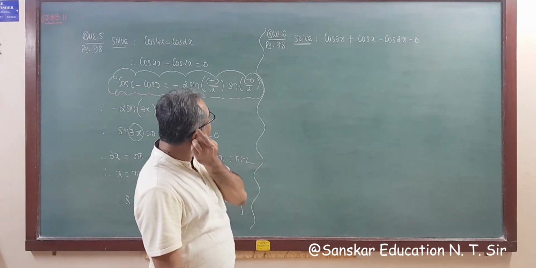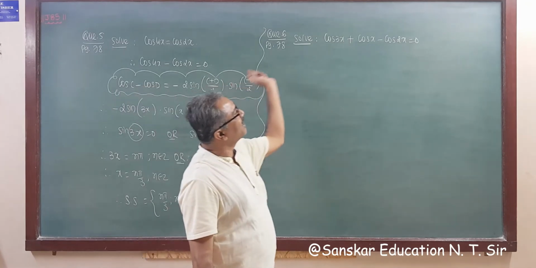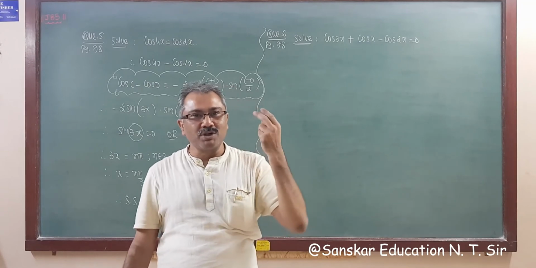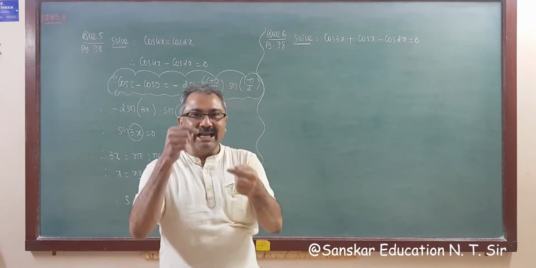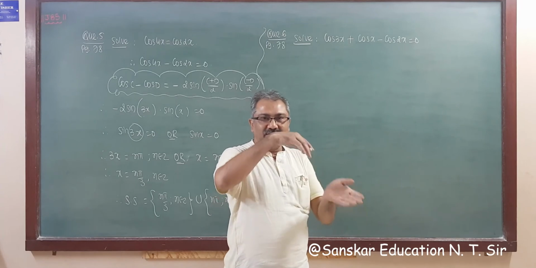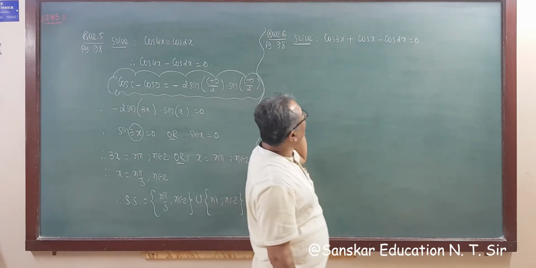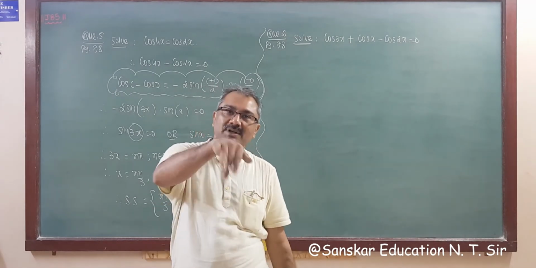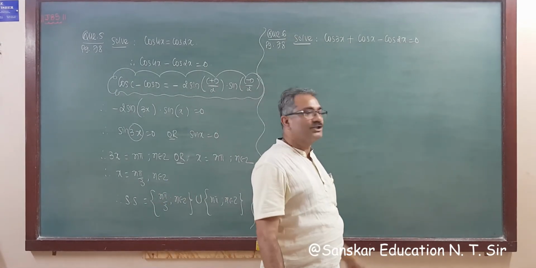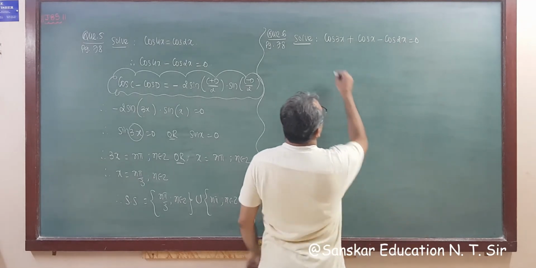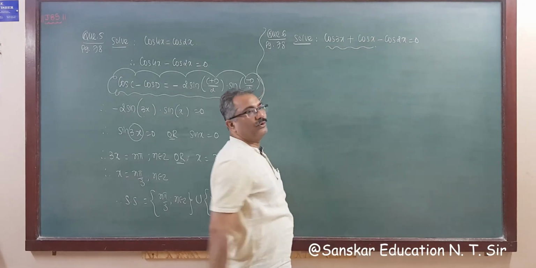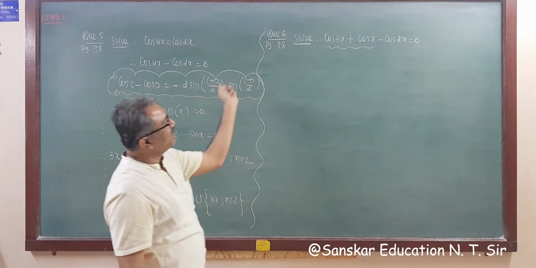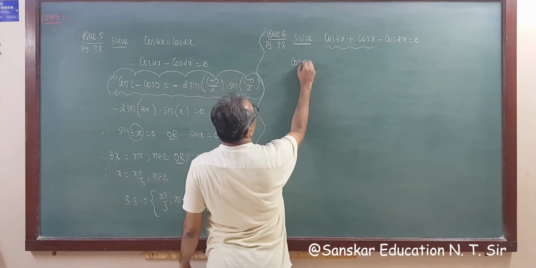Now the same type of question is question number 6. Three terms are given, and when more than 2 terms are given, you have to rearrange the terms so that if we add, you will get the third term. So if we take 3 and 1, cos 3x and cos x, then 3 plus 1 is 4, divided by 2 is 2. Here it is 2, so it is okay, already given in the form cos C plus cos D. So now we have to apply the cos C plus cos D formula.